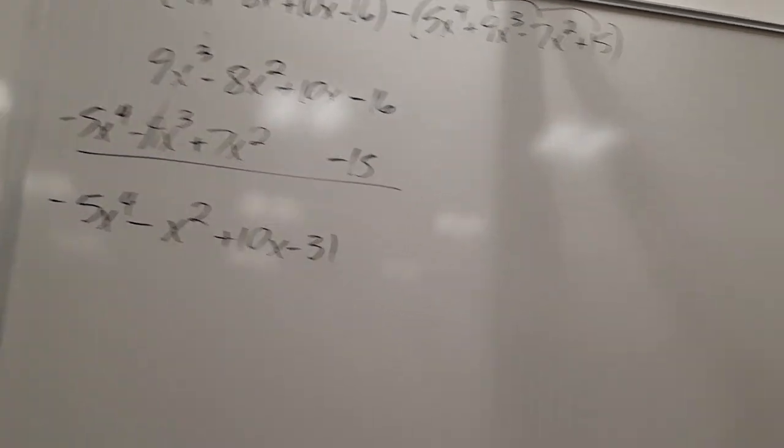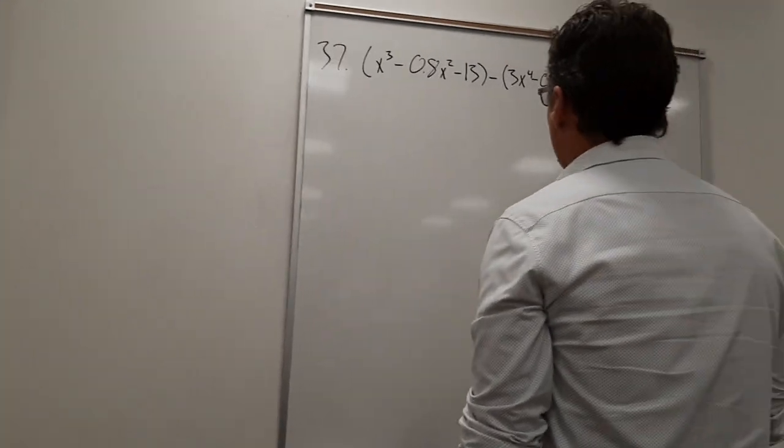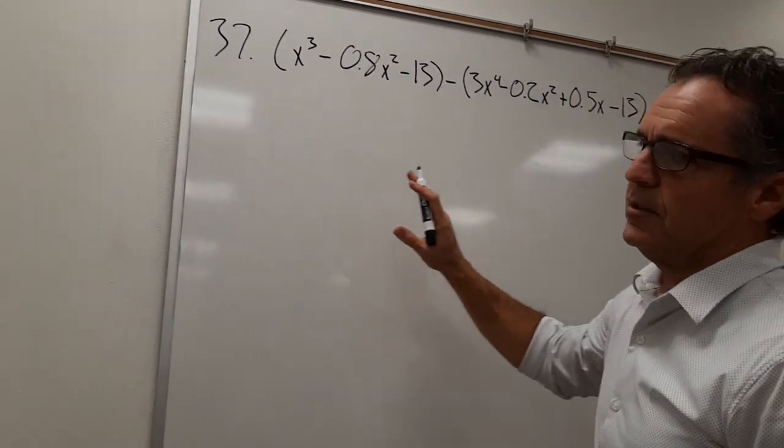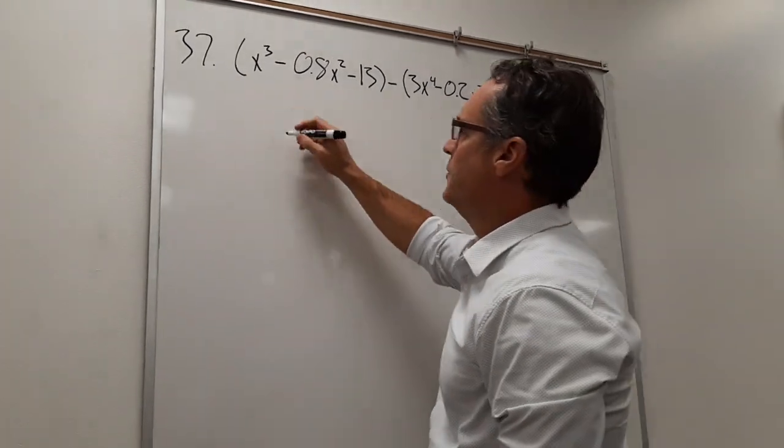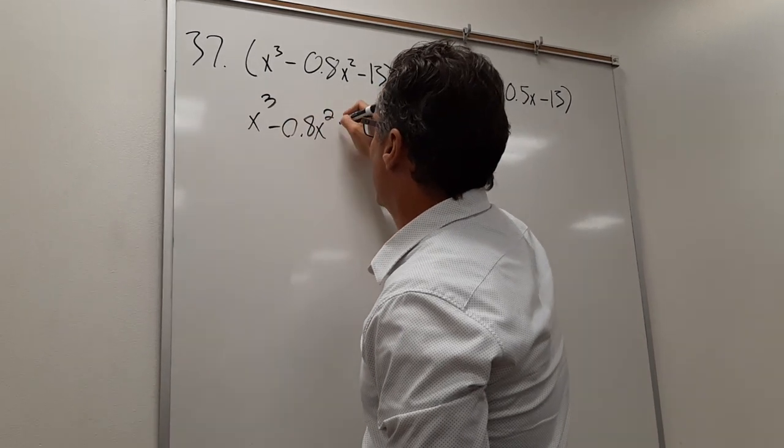Okay, let's come here to our last one. This has a few decimals in it. Same kind of a concept here. I'm going to do this one different than the others. I'm not going to do the verticality thing. I'm just going to go old school here. x to the third minus 0.8x squared and minus 13.